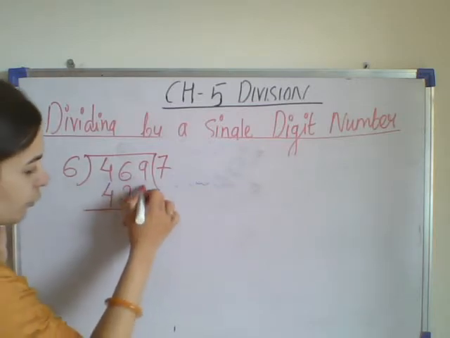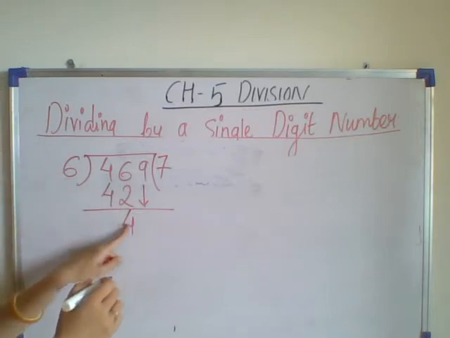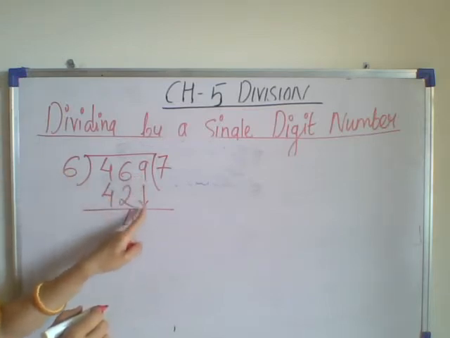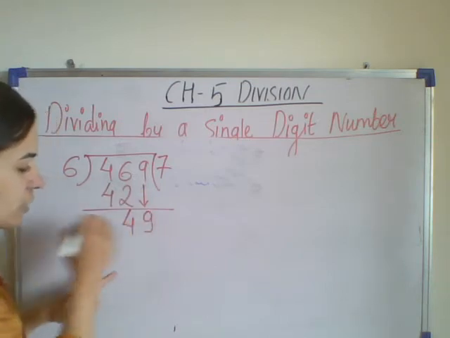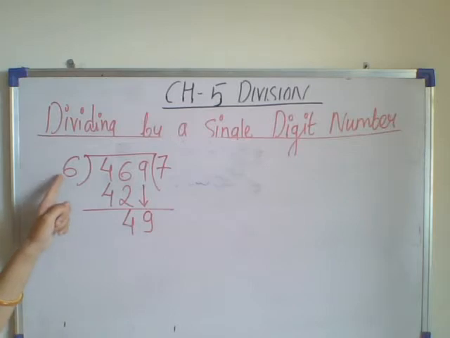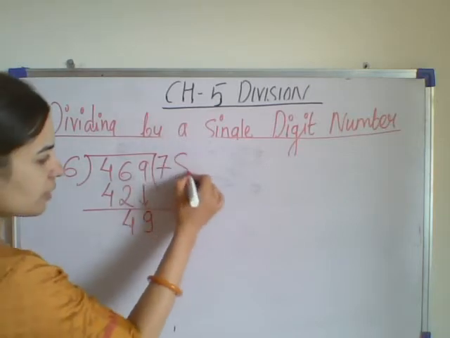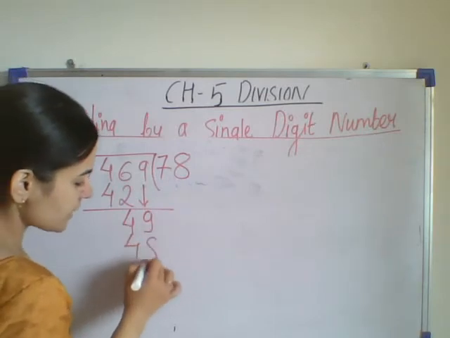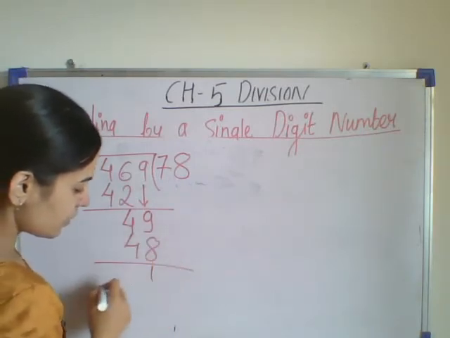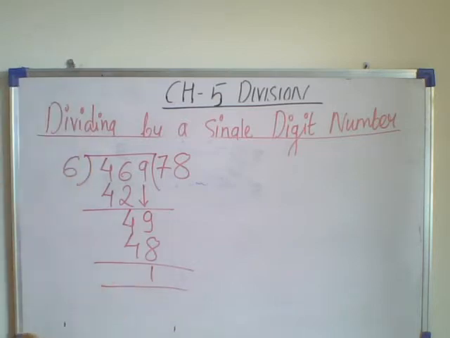This 9 will move down because we cannot divide 4 with the 6 as 4 is smaller than 6. So we will carry this 9 down. So I am writing this 9 down. Now 49 divided by 6. So 6 8s are 48. 9 minus 8 is 1. So the remainder is 1.